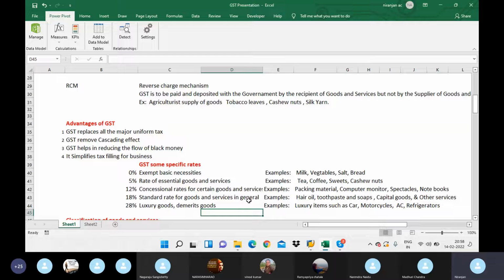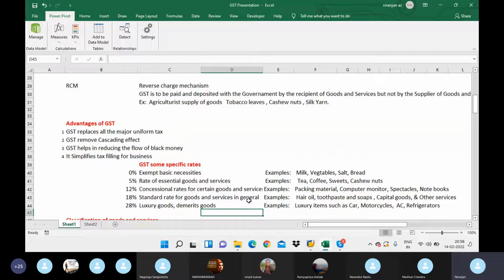And 18%. This is the standard rate of goods and services in general, like hair oil, toothpaste, soap, and capital goods. Capital goods are nothing but furniture, machinery. These are all capital goods. So the other services all come under 18%.